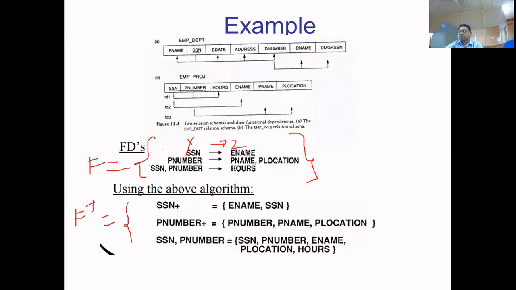So that's it. That is with respect to the closure algorithm. Along with these three functional dependencies, F plus is going to contain 6 functional dependencies: these three plus whatever additional functional dependencies we have inferred. SSN determines E name and SSN. Project number can also determine project number, project name and project location. And SSN and project number together determine SSN, project number, E name, project location and hours. Earlier these functional dependencies were not available in the original list. So we have inferred them using what? IR1 to IR3.